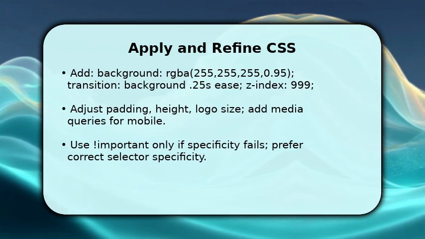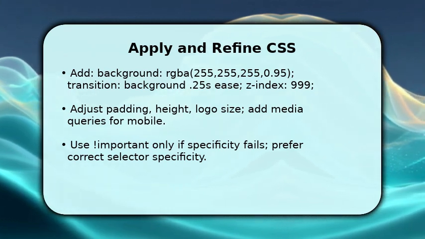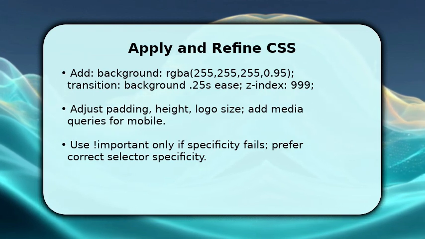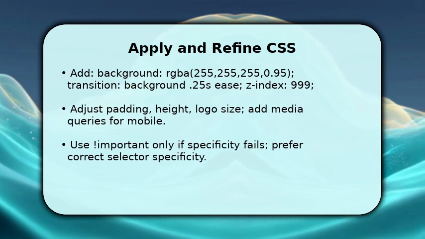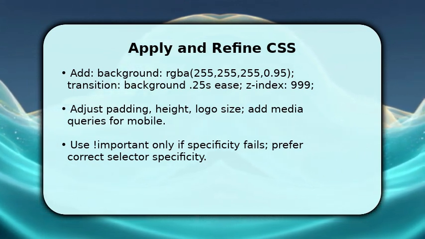If your rule doesn't show, increase selector specificity rather than using blanket rules. Important: you do this to maintain predictable overrides and avoid breaking other theme styles when you finalize the header.